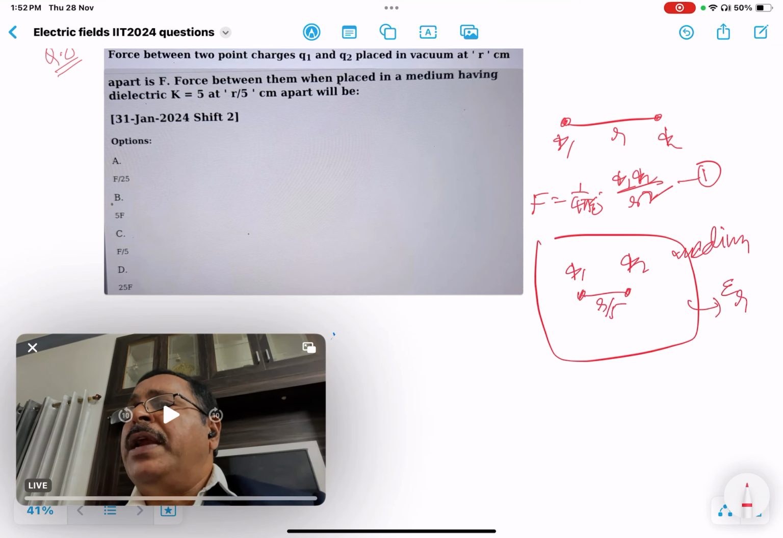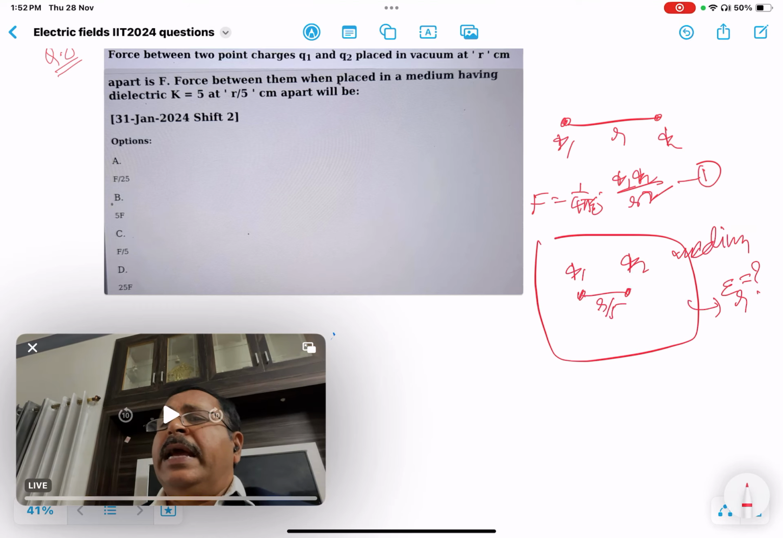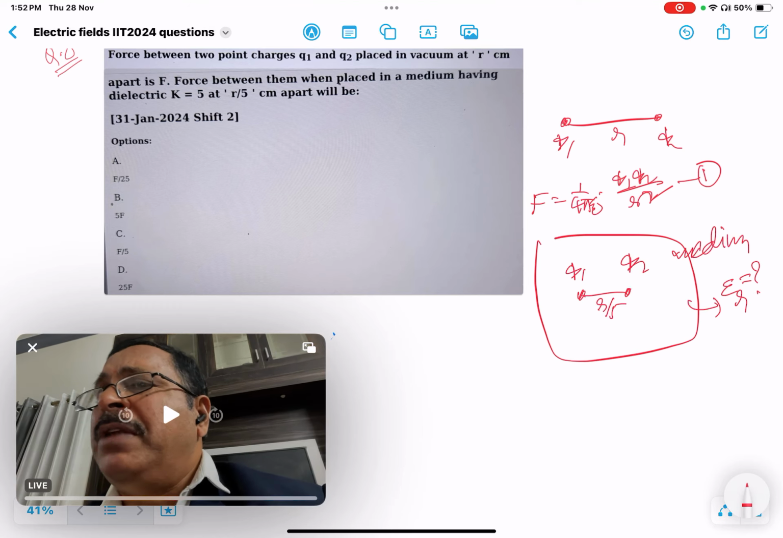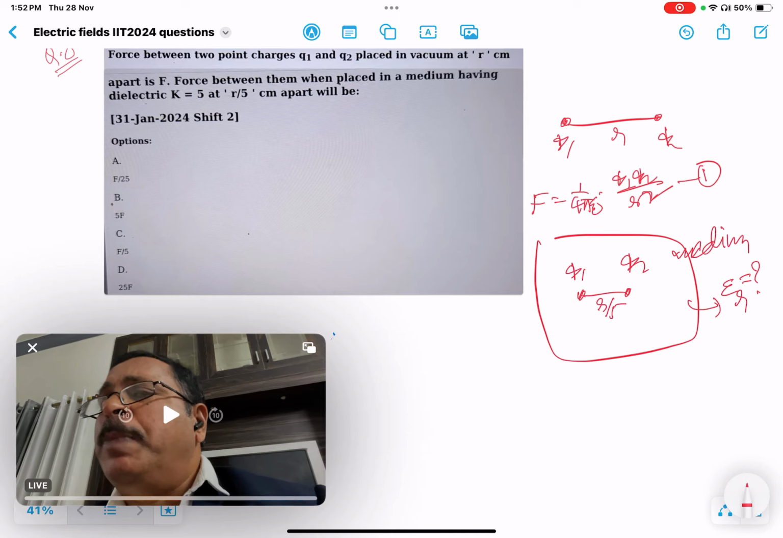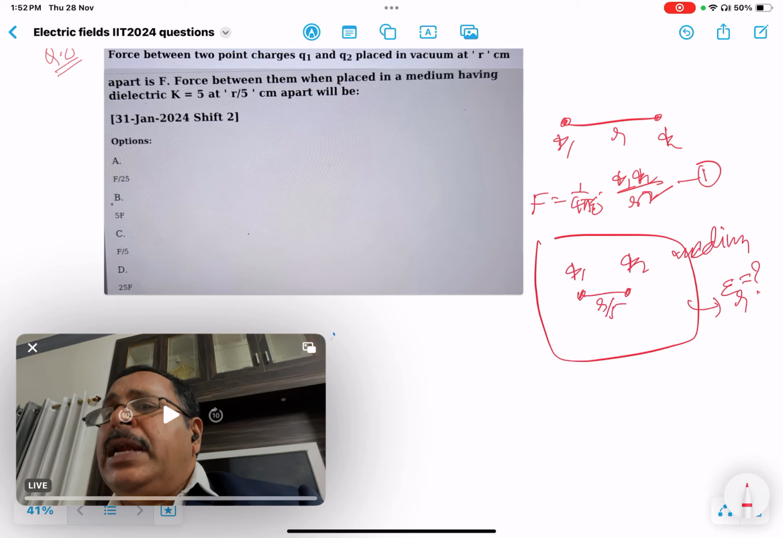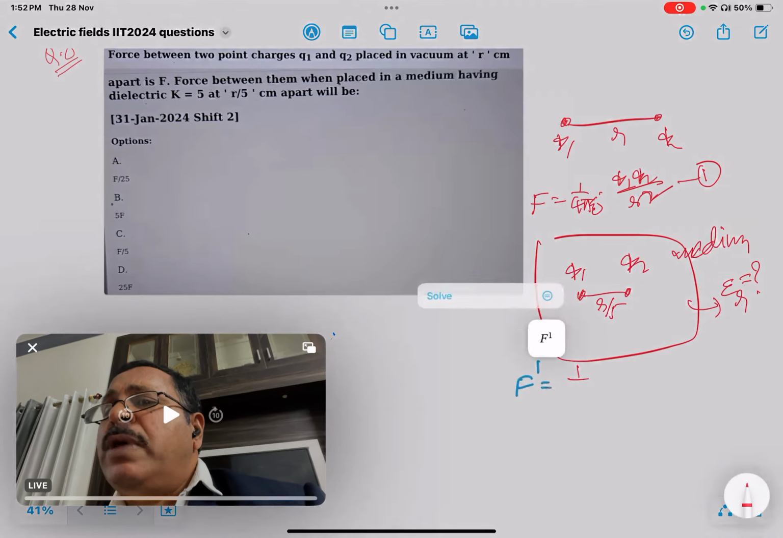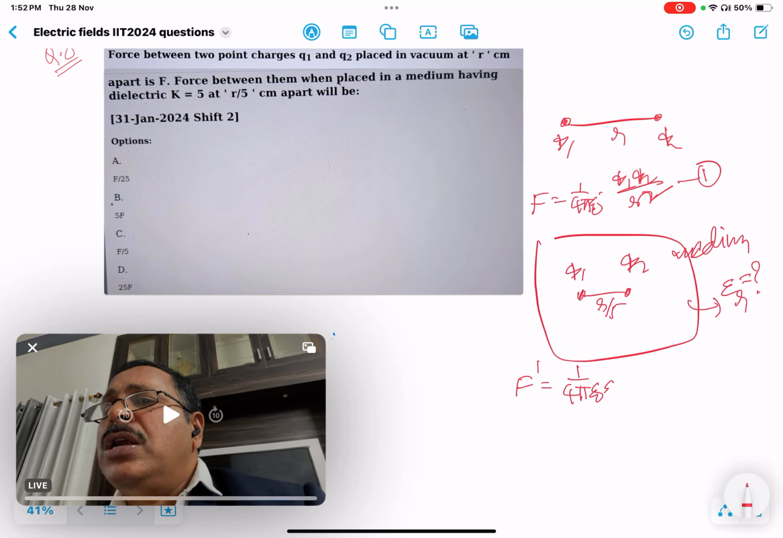Now we are going to find out that permittivity, the dielectric constant, also called the permittivity of the medium, or absolute permittivity. So how to calculate it now? This is F dash. F dash equals 1 by 4 pi epsilon naught epsilon R.